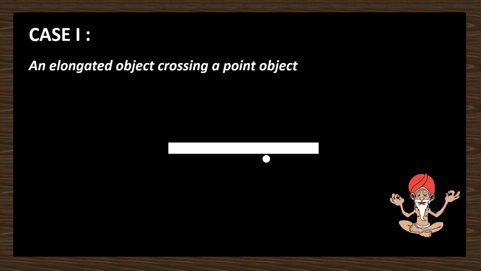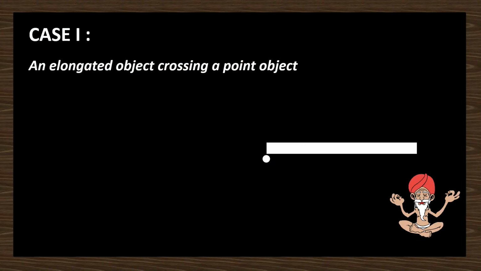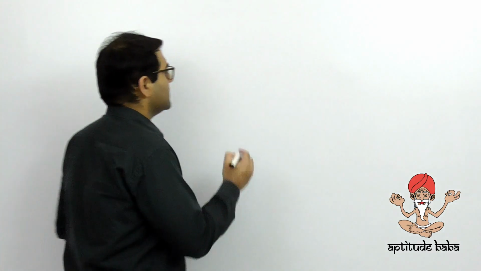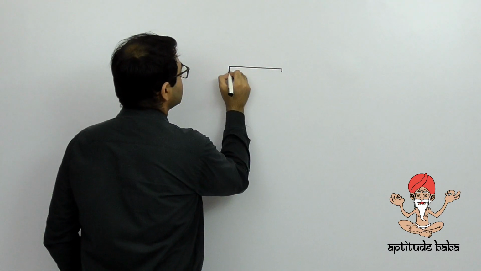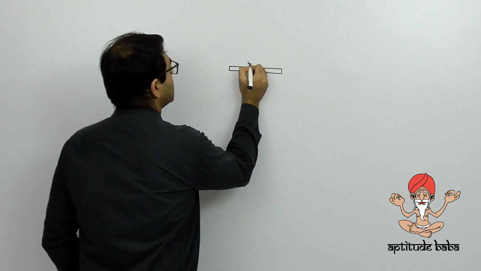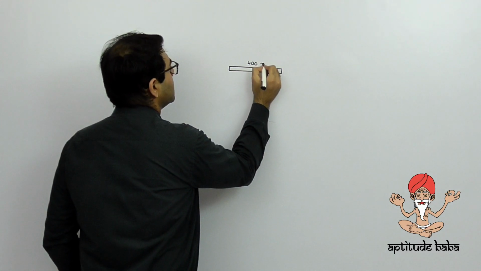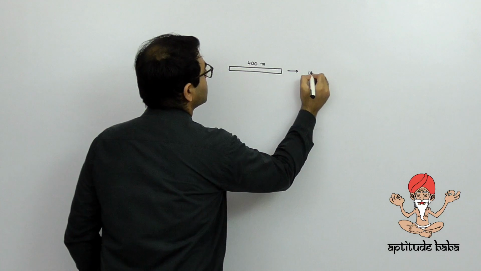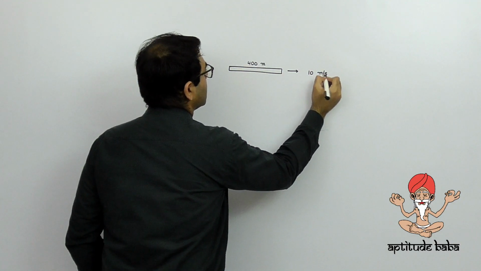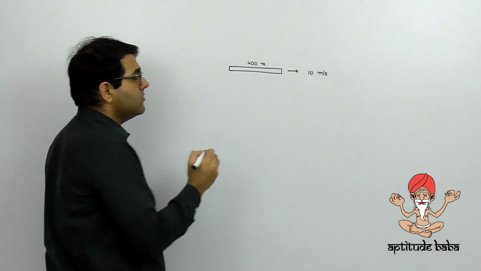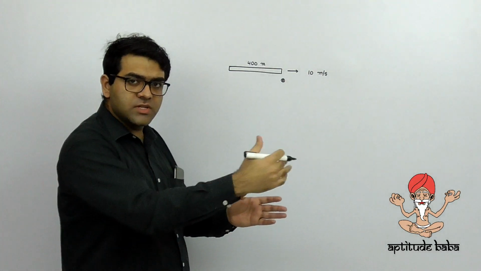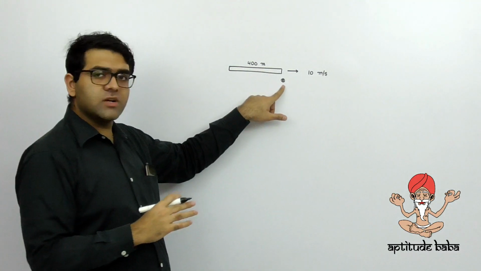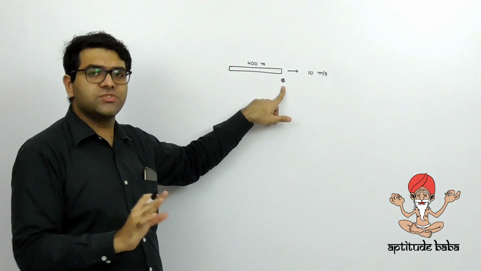The first case that we have here is that of an elongated object crossing a point object. Let us understand this case using a simple example. Let us say that we have got a train and the train is 400 meters long. So, I am considering कि मेरे पास एक 400 मीटर लंबा train है. Now, this 400 meter long train is moving at a speed of 10 meters per second. Also, along with this train, we have got a point object. Now, maybe that's a pole, maybe that's a person who is standing next to the track of the train. We have a point object which is stationary. So, the point object does not move.